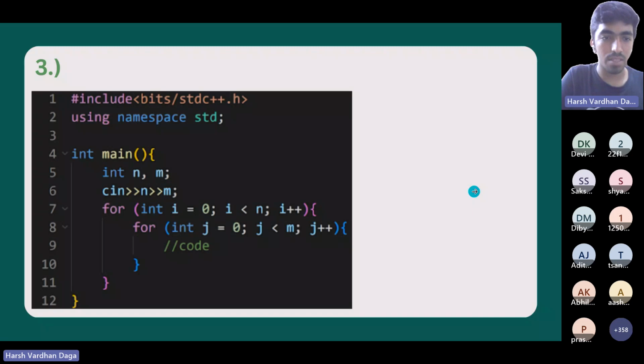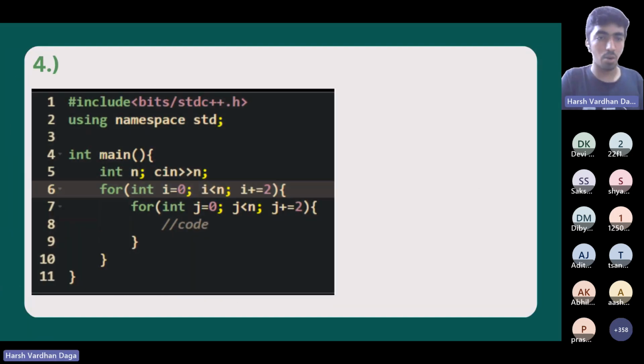Moving to the second question, which is the fourth part of our problem. Here what happens is, when i is set to 0, i is checked, it is less than n. Then we go into the inside part of the curly braces. Here j is 0 and j is checked as less than n, and j is incremented by 2. We have to calculate how many times the inner loop executes, and the same number of times will be the outer loop. Hence the time complexity will be the square of the time complexity of this inner loop.